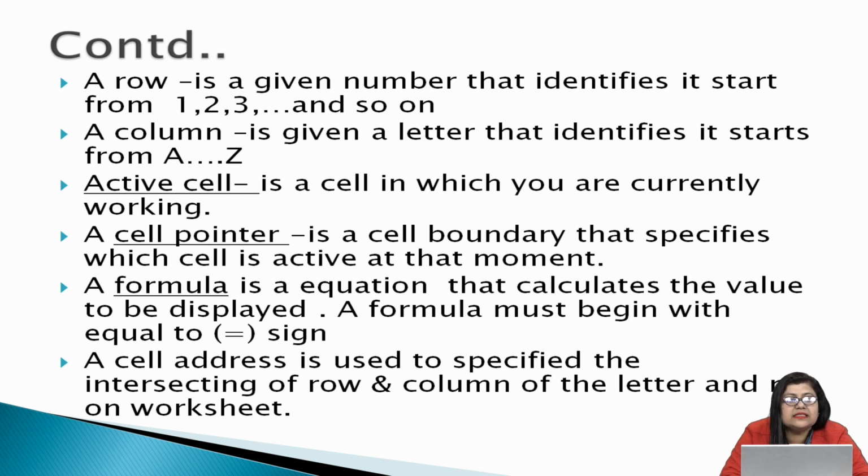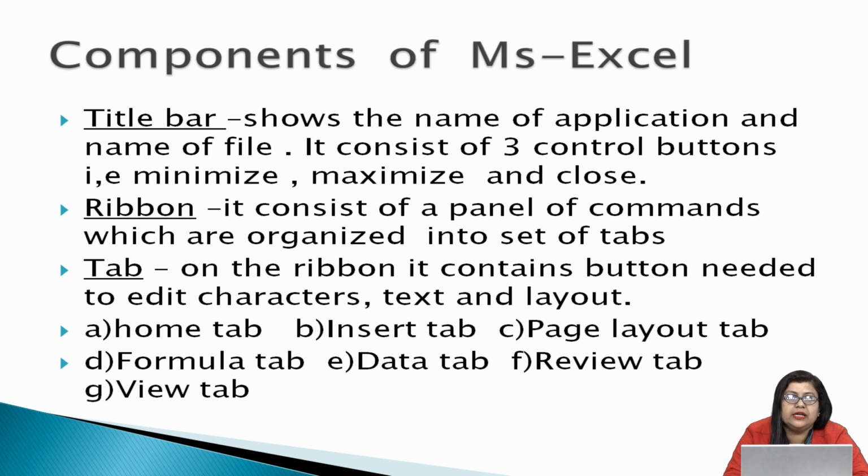An active cell is a cell in which you are currently working. Now, what is a cell pointer? It is a cell boundary that specifies which cell is active at that moment. A formula is an equation that calculates the value to be displayed, but for writing any kind of formula, that formula must begin with the equal to sign, and there should be no space between the equal to sign and the formula. A cell address is used to specify the intersection of rows and columns, of letters and numbers, on the worksheet.